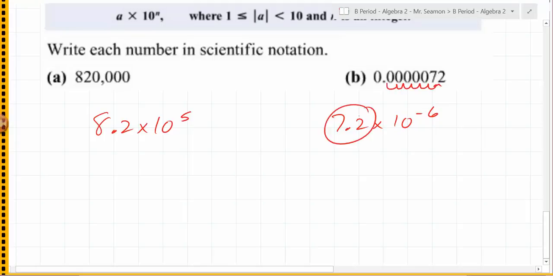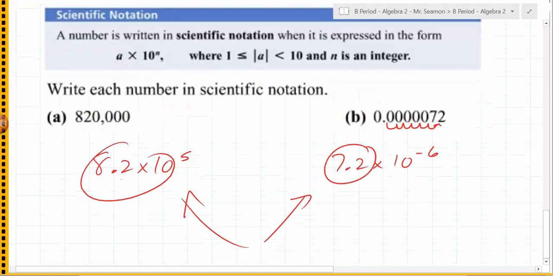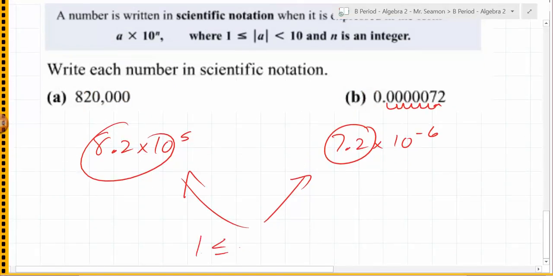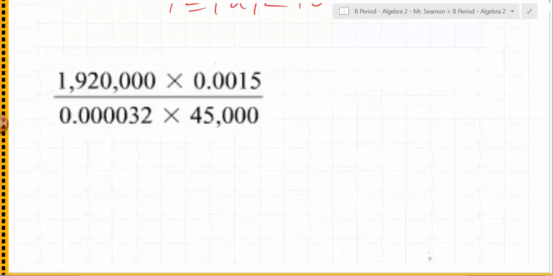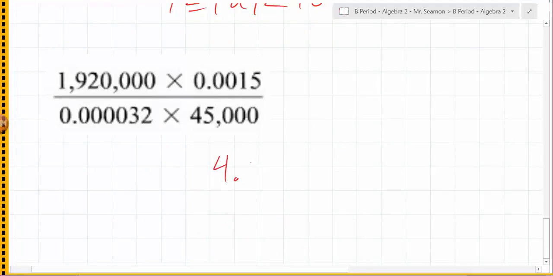Excellent. These two numbers must be what? 1 plus 1. In between 1 and 10. Yeah, you have this written in between, and they could be negative. It's fine. But the absolute value is between 1 and 10. If it equaled 10, what does that mean you could do? 1 times add 1 more to the power. Exactly, good.